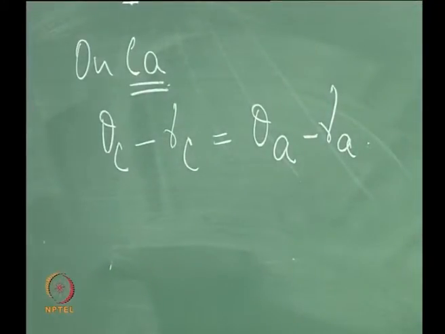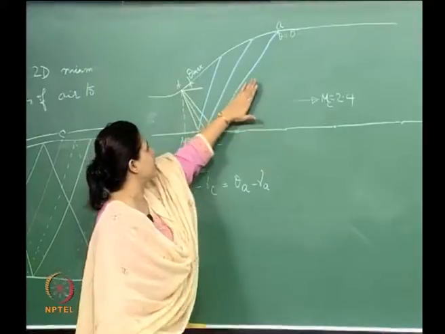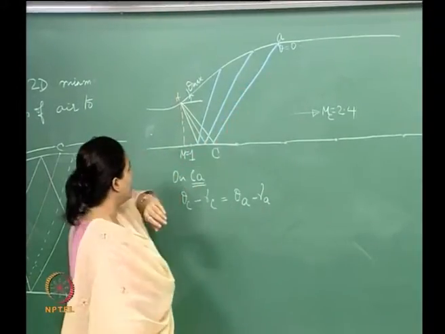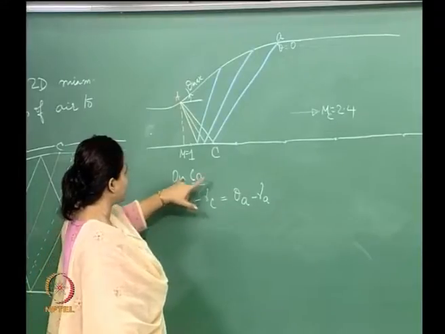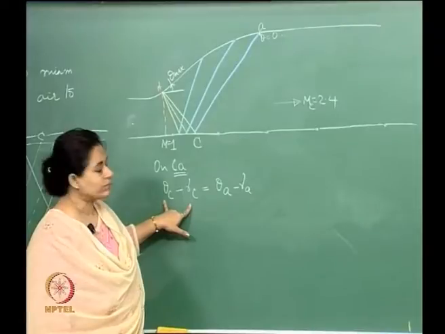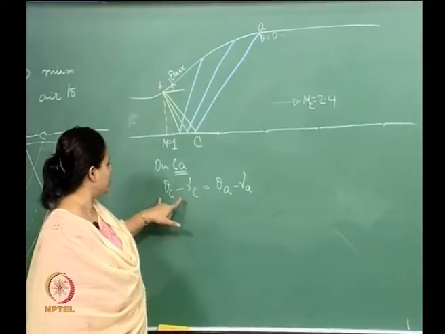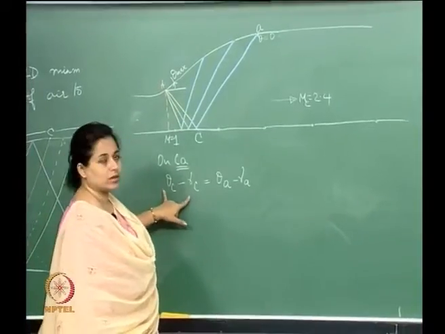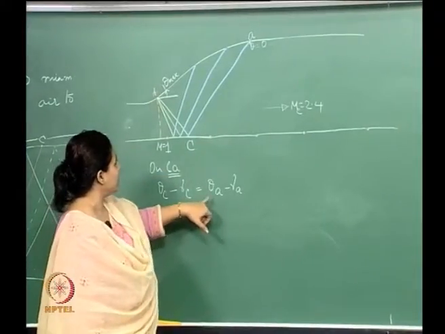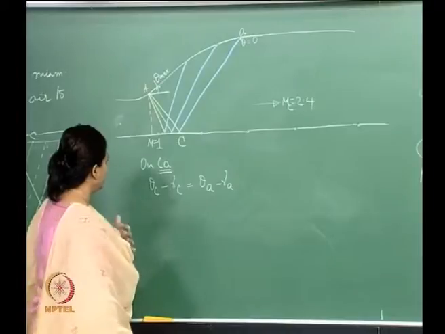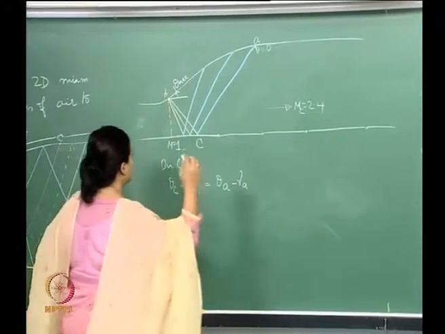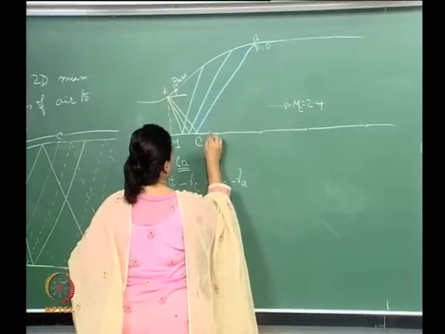So essentially what we are looking at is this characteristic, CA, which is a right running characteristic, and therefore we are using the compatibility equation, which is this, right. Therefore theta c minus nu c is equal to theta a minus nu a. Okay. Now here what is theta over here?